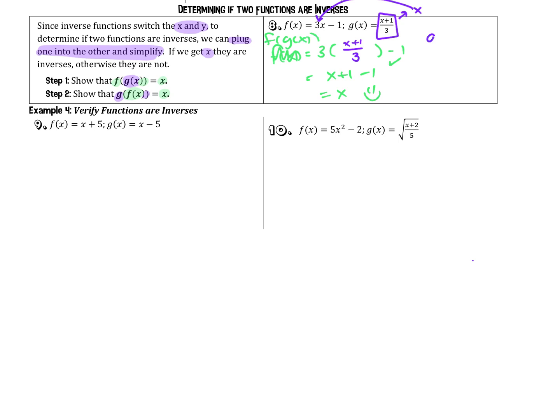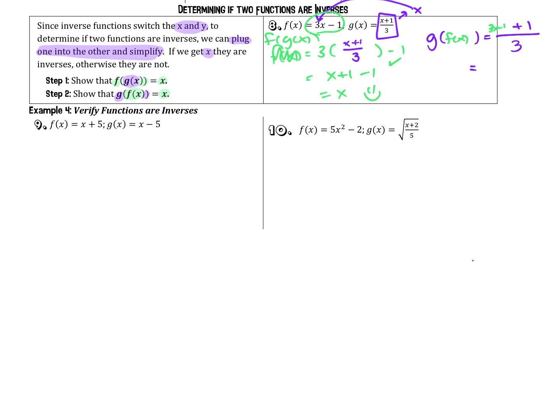Now we're going to see what happens if we plug f into the g function. So g of f of x. So g of x says (x plus 1) over 3. But where there is an x, we're going to plug in f, which is 3x minus 1. And again, we're going to simplify.